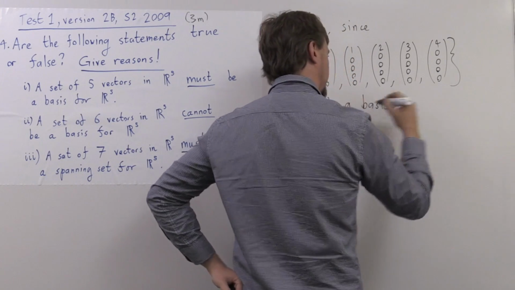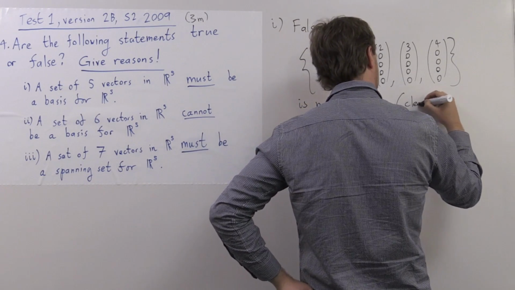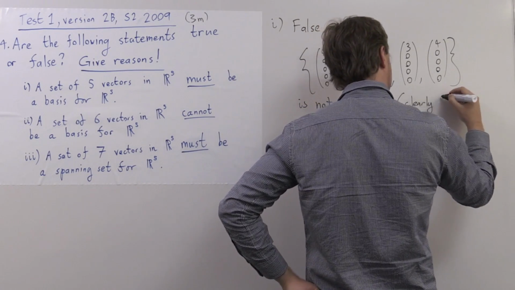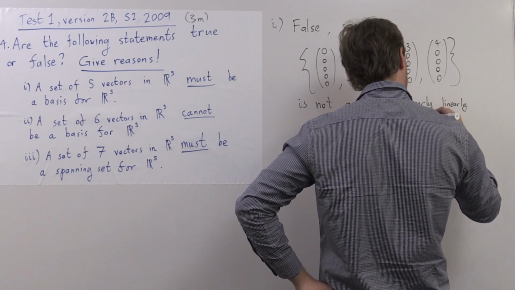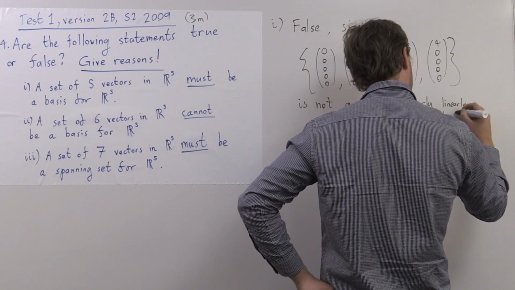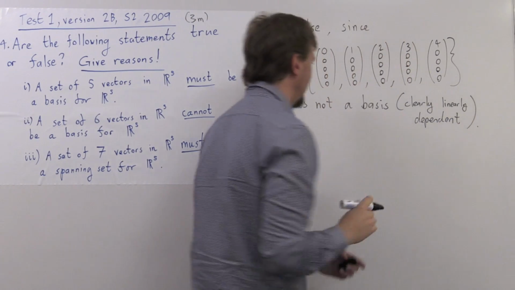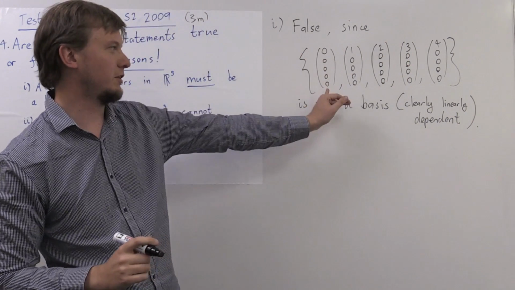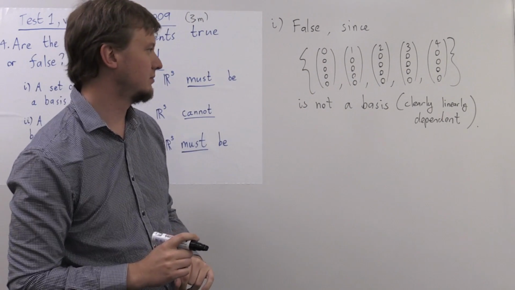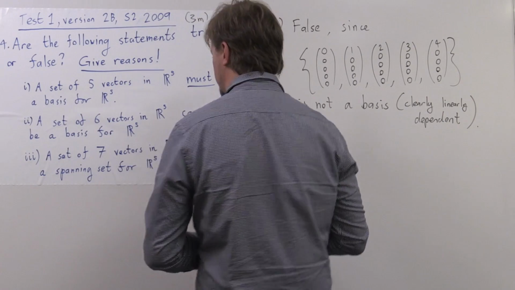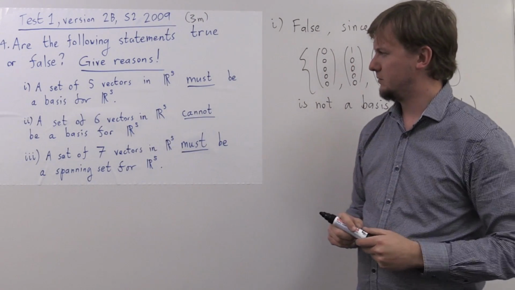And I might just give a, so it's not a basis and clearly linearly dependent. I guess that's clear because there is a zero vector in there. Any set with a zero vector is linearly dependent. So that's false. What about part 2?